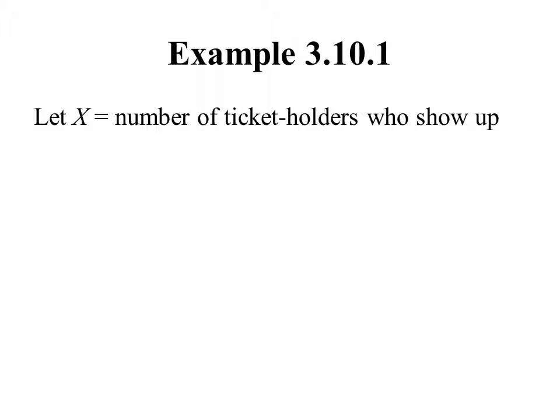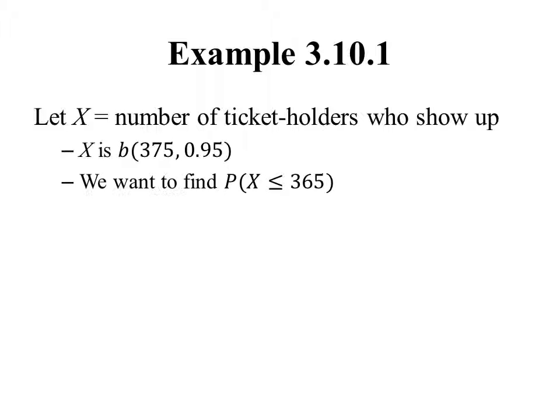So let's define the random variable X to be the number of ticket holders who show up. We sell tickets to 375 people. Each person is a trial. Each person either shows up or they don't, and there's about a 95% chance that any one single person shows up. So X has a binomial distribution with 375 trials and a probability of success of 0.95. Then in terms of X, we want to find the probability that X is less than or equal to 365.